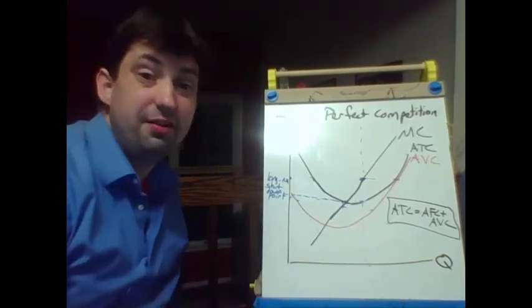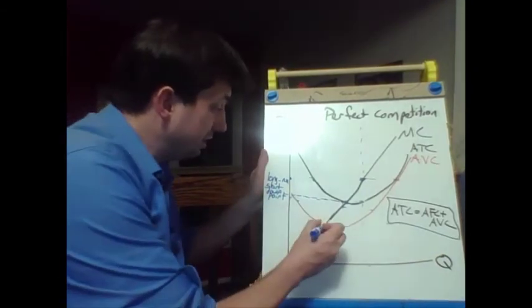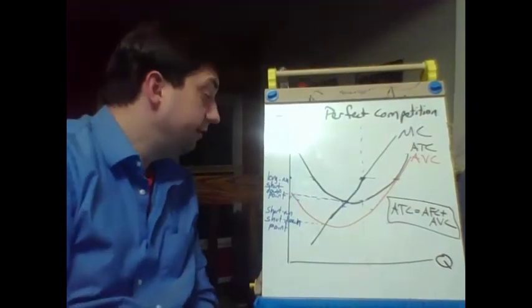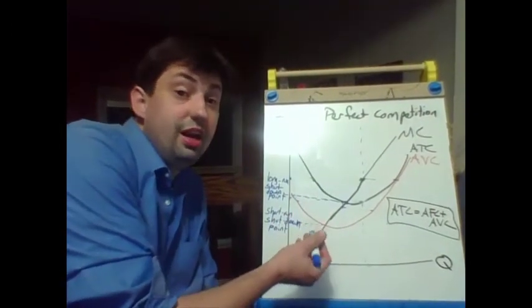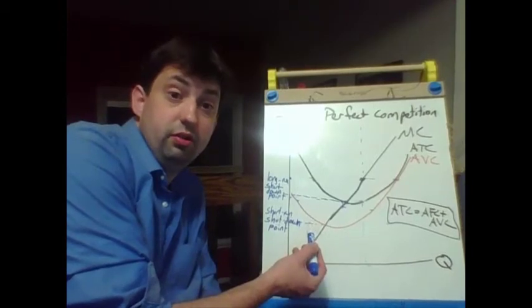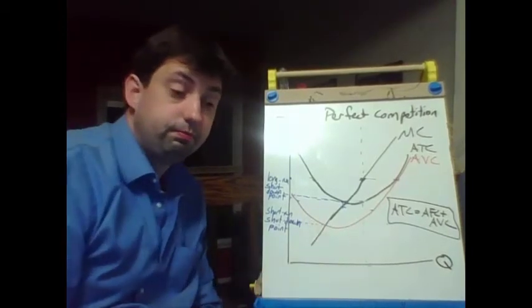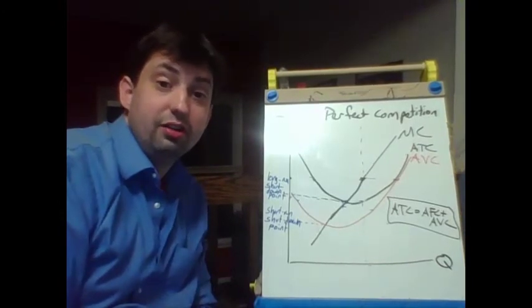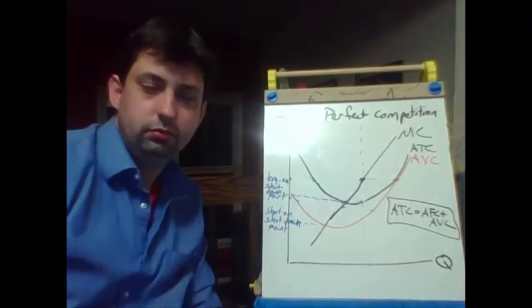But sometimes it can't even do that. If the price falls all the way down here, if it goes all the way down here, then it can't even cover its variable costs. It can't pay its workers, and that's when it closes. It cannot stay open over the short run.